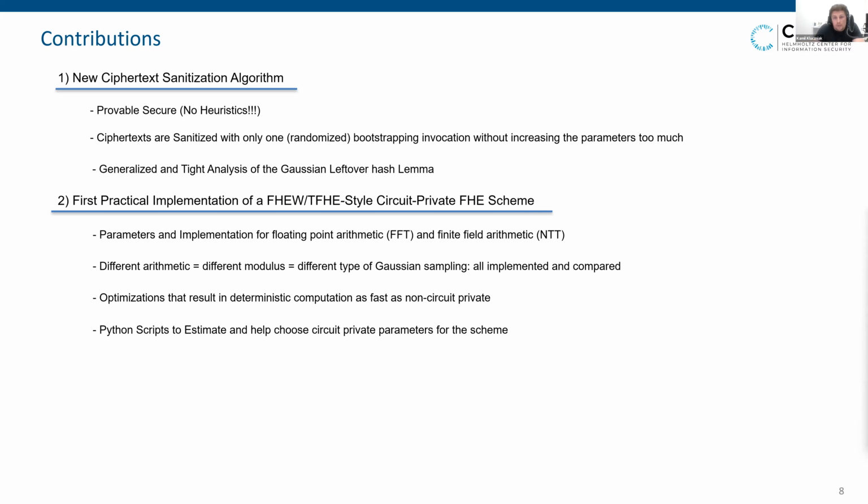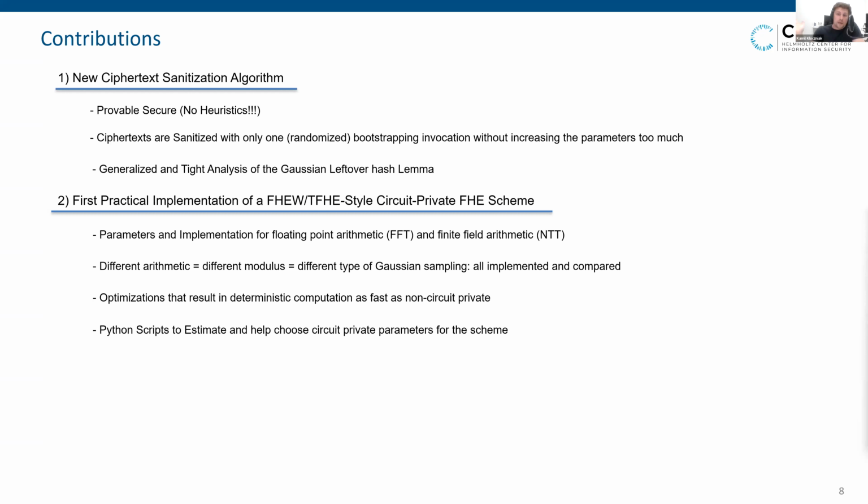When it comes to implementation, there is a lot to talk about because it comes with different arithmetic backends. You can choose, for instance, to compute on floating point numbers and multiply polynomials with fast Fourier transforms, or you can compute on finite fields using the number theoretic transform.